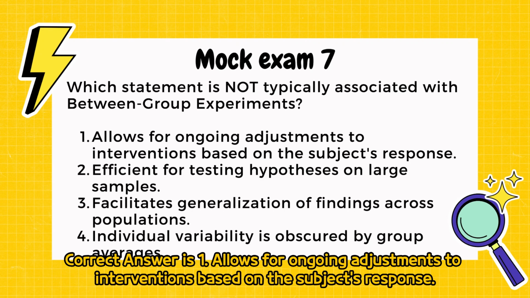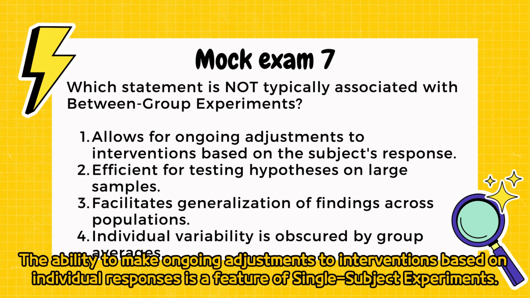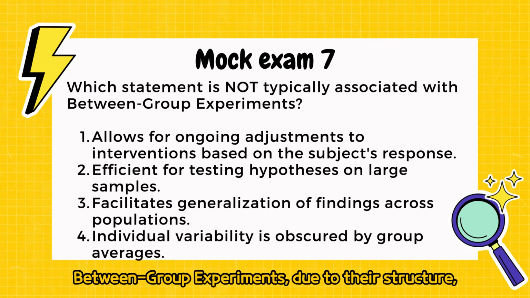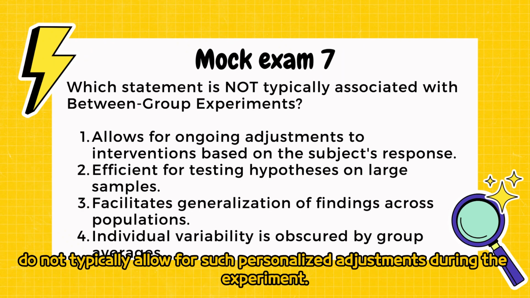Correct answer is 1. Allows for ongoing adjustments to interventions based on the subject's response. The ability to make ongoing adjustments to interventions based on individual responses is a feature of single-subject experiments. Between-group experiments, due to their structure, do not typically allow for such personalized adjustments during the experiment.